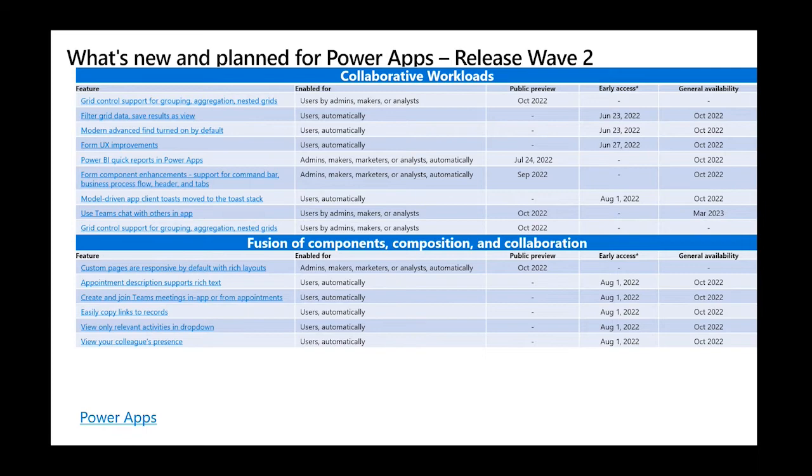And then other ones are for admins, makers, marketers, and analysts, but those are turned on automatically as well. So if you look at that enabled for column, you can kind of divide them all up that way. Again, the Release Wave 2 covers everything from October here all the way through April of next year. So it's not everything in one big bang. Things come throughout the Release Wave cycle. But a lot of these that show general availability in October, that means that they'll get turned on as soon as it gets enabled in your environment.